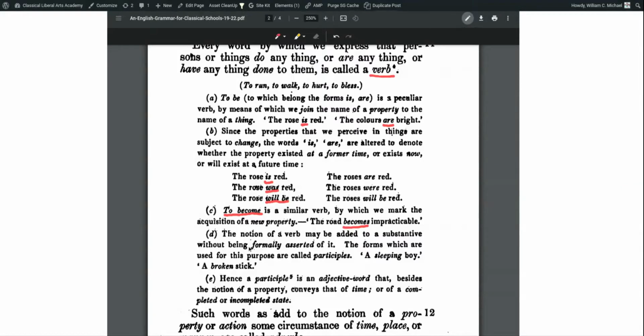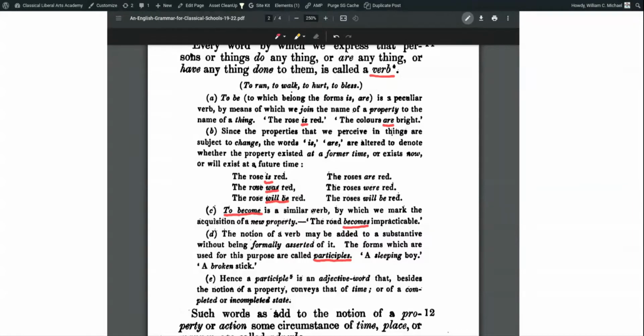Note D, the notion of a verb may be added to a substantive without being formally asserted of it. The forms which are used for this purpose are called participles. Now, what is a participle? It is a word that partakes. This is where the word participle comes from. It participates in the characteristics of an adjective and of a verb. It's sort of a verb adjective. It does both. It expresses some kind of action. It expresses time, but it's used like an adjective.